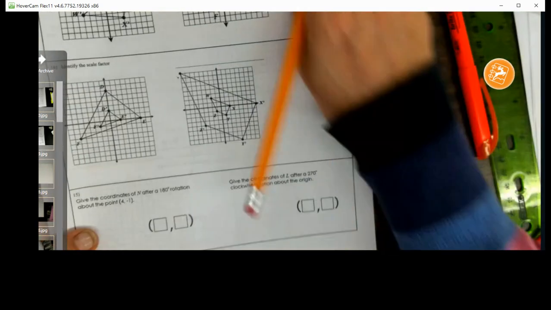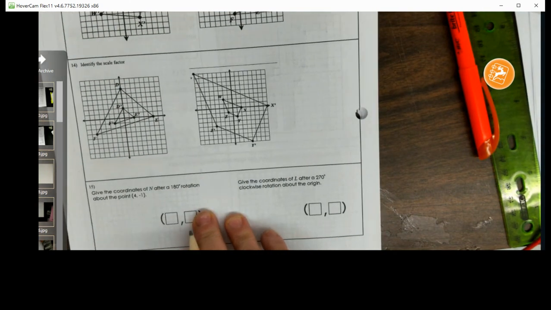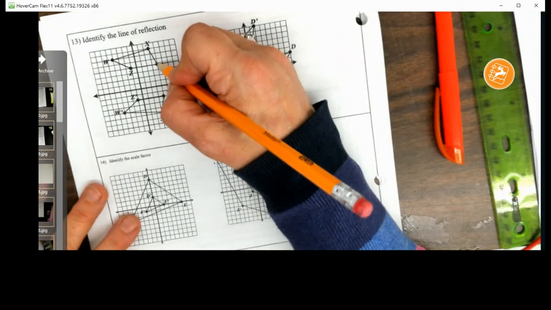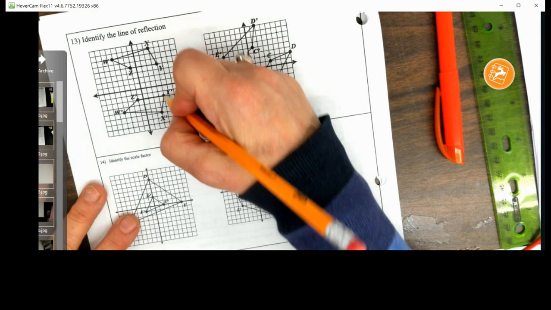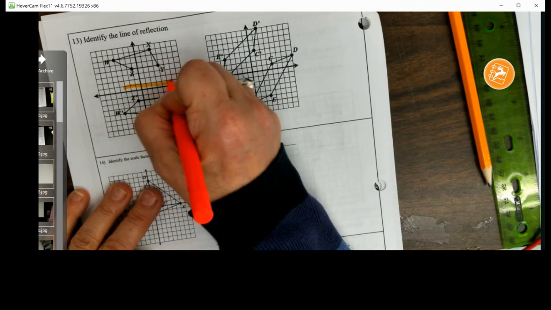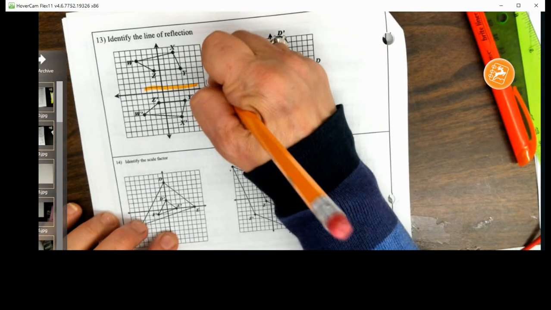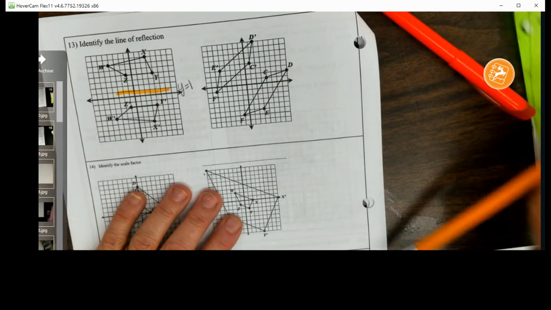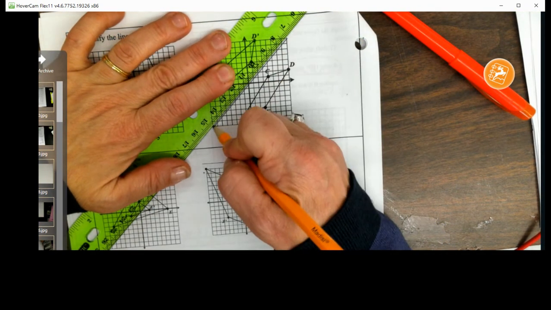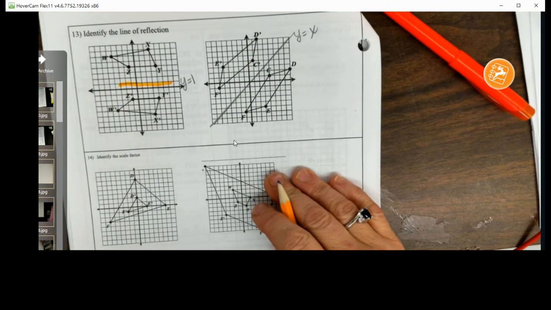Identify the line of reflection. And the line of reflection, 13, is over here. It's halfway in between, 1, 2, 3, 4, 5, 6. So it's right over here. And of course, this line is y equals 1. And this one over here, you could already see it's y equals x. So I'm going to draw my line just to show you. y equals x. Okay?